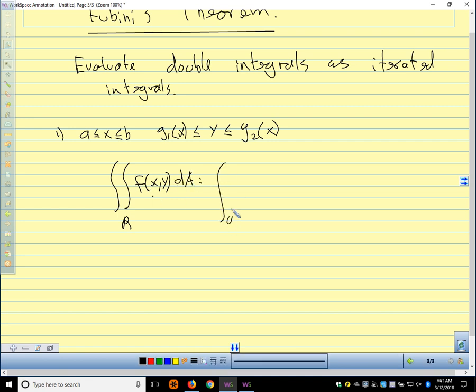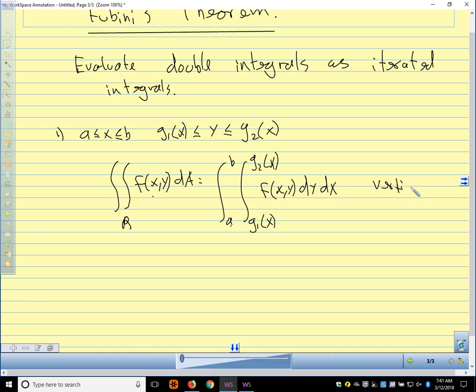is the integral from a to b, integral from g1 of x to g2 of x, f of x, y dy dx. So this is for a vertically simple region.